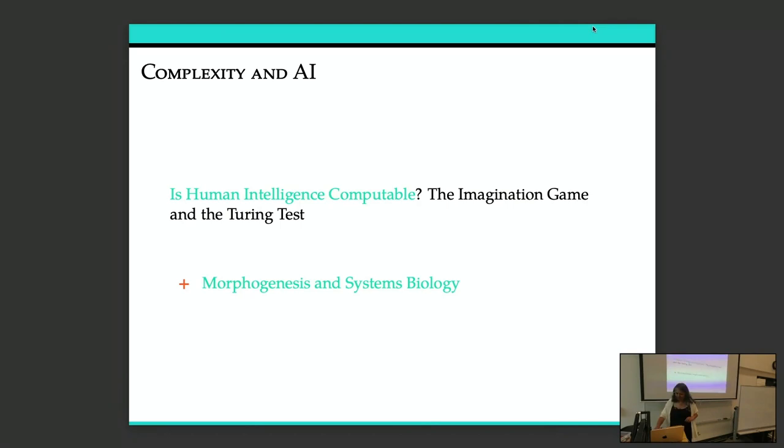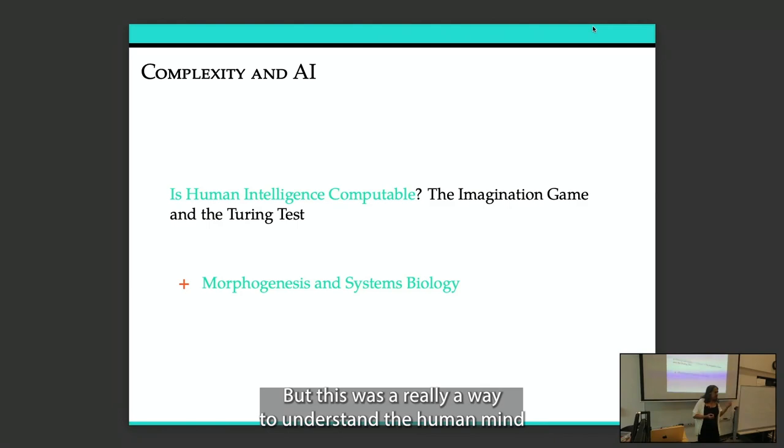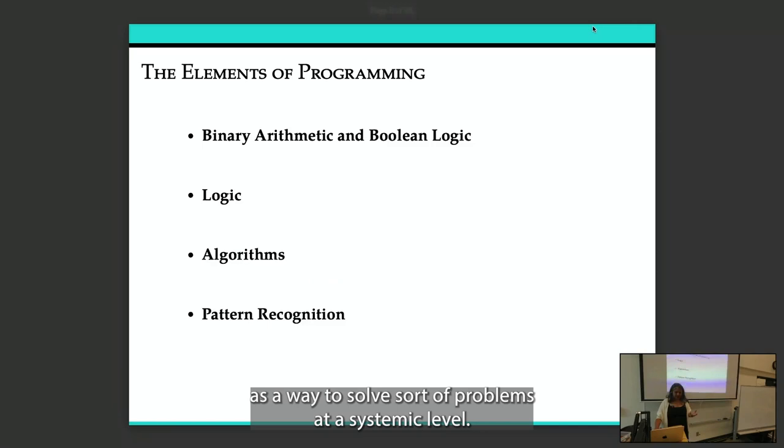But I just wanted to give you a sense that we're trained to write such silly, trivial code, with very little things. But this was a way to understand the human mind and to solve really complex major problems. So really start thinking about computer programming as a way to solve problems at a systemic level. And the building blocks are very simple.